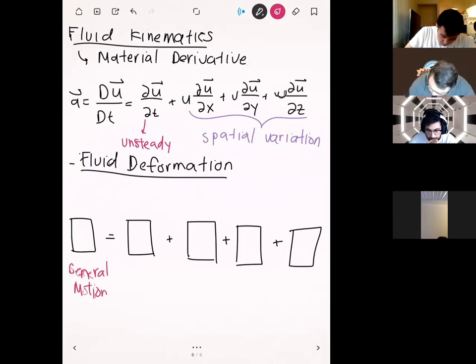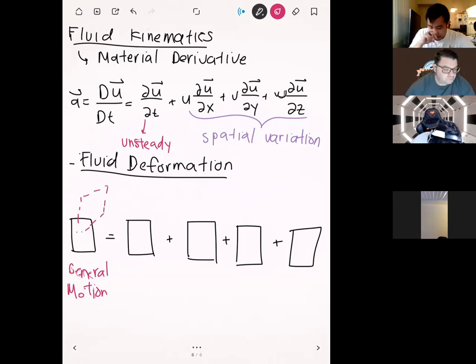Okay. And so this is a general way that fluids can deform. Fluid deformation can be thought of like this. If you have just a parcel of fluid that's given by the square, it can deform in lots of different ways. So, I'm just going to draw a generic thing. It looks like that, okay?